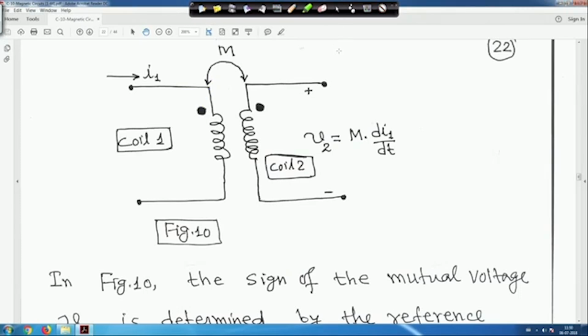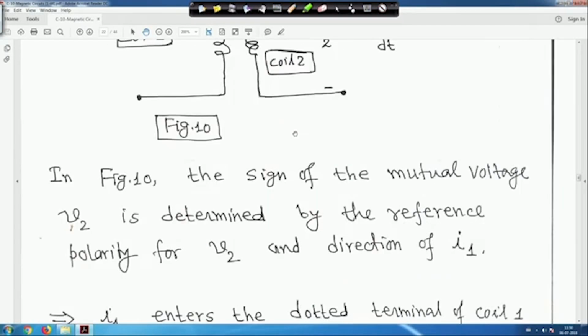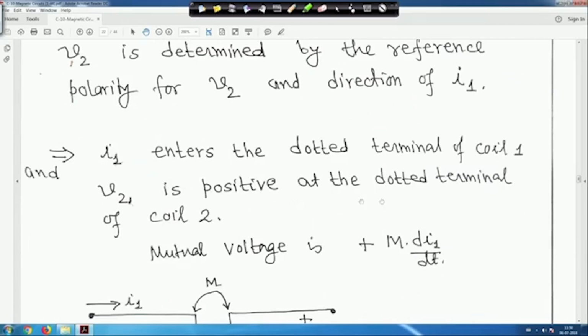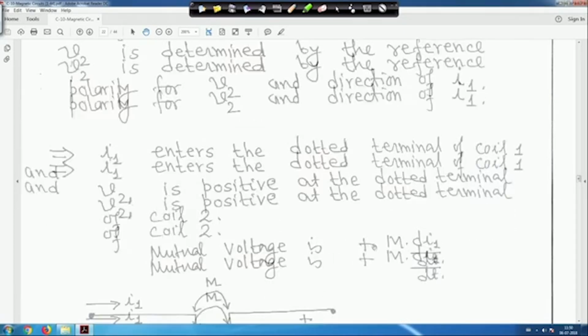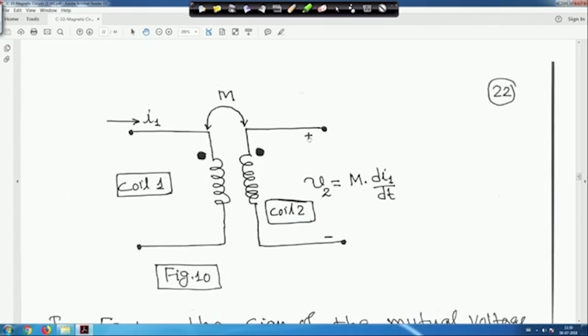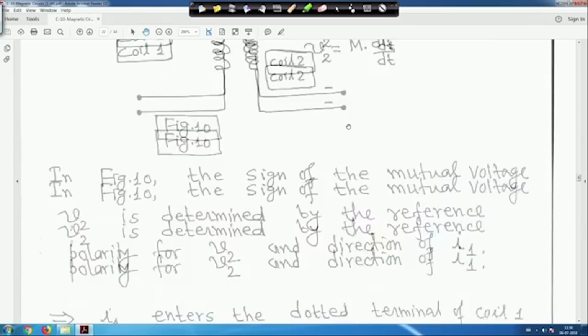Much more we will see. So, V2 is positive at the dotted terminal of coil 2. Therefore, mutual voltage is plus M dI1 upon dt. This is the reference polarity we have taken, plus. The dot is also at the reference polarity plus. So that is why V2 is equal to M dI upon dt.